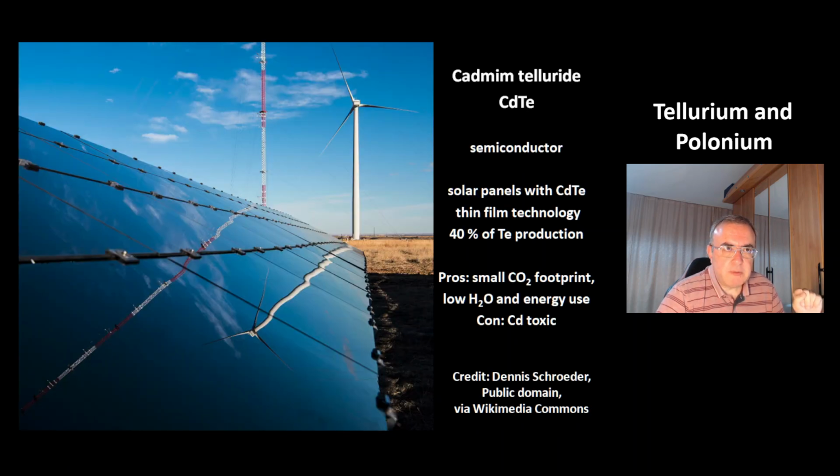This is an important use for tellurium. This is cadmium telluride, which is a semiconductor. This is a picture of solar panels with cadmium telluride. This is thin film technology, and 40% of the tellurium production goes into this process. Cadmium telluride has a small carbon dioxide footprint, a low water and energy usage, but cadmium is toxic.